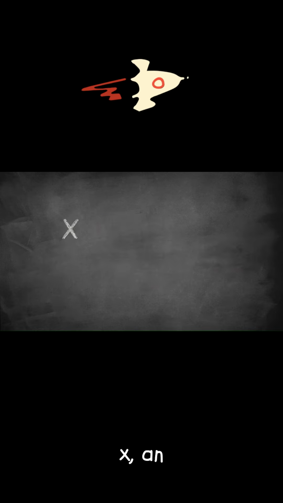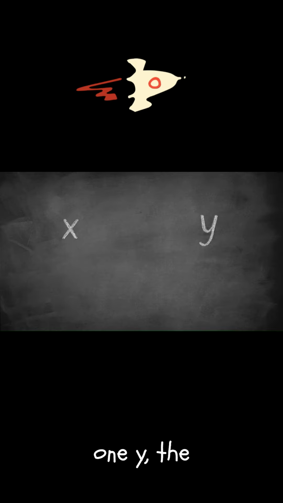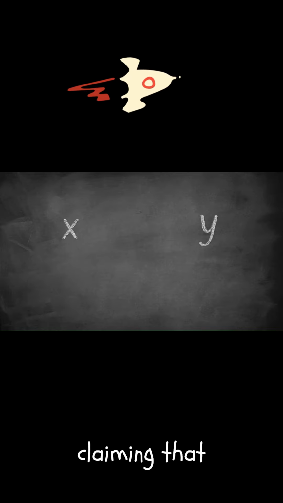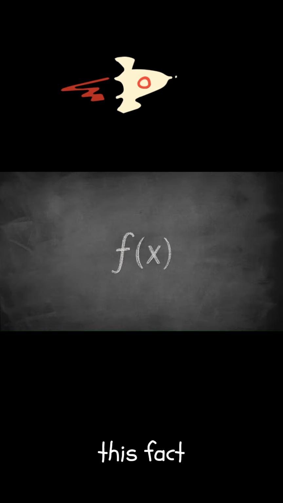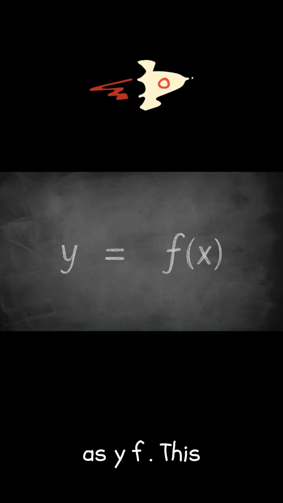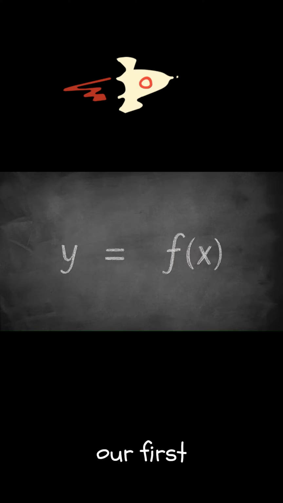We could call one x an independent variable, and one y the dependent variable, claiming that y depends on x. We would say that y is a function of x, and write this fact symbolically as y equals f of x. This leads us to our first definition.